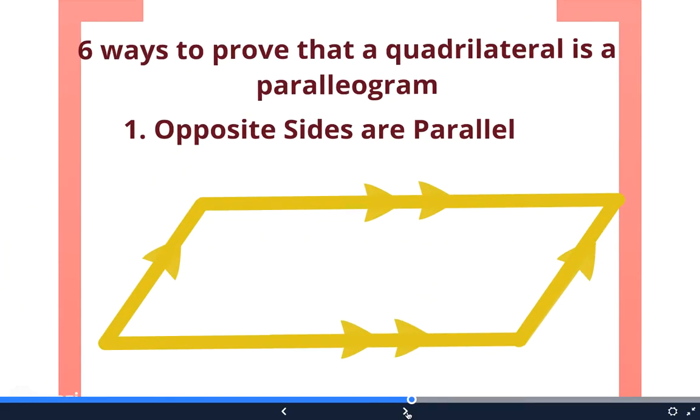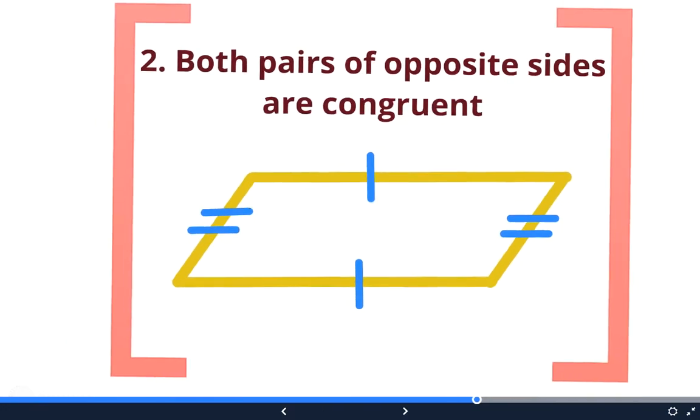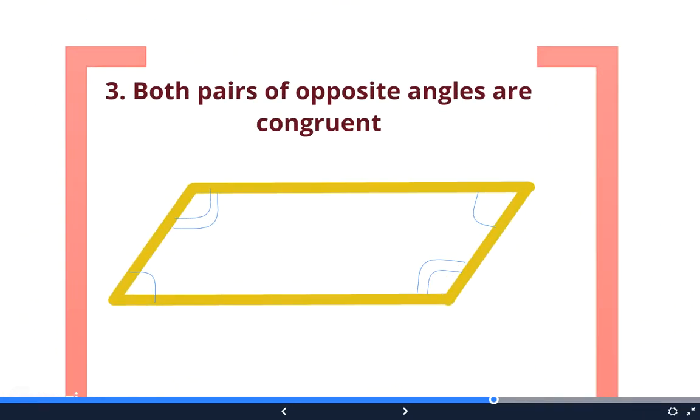So a second thing, if you see a little quadrilateral strolling along and both pairs of opposite sides are congruent, holy hot dog, that automatically means it's a parallelogram, which is pretty cool. The next thing, if you spot a quadrilateral hanging out with you and both pairs of opposite angles are congruent, it's a parallelogram. Nifty, right?